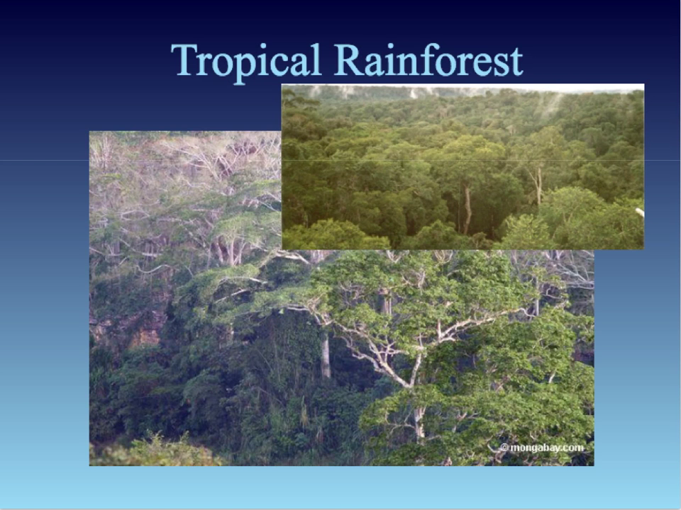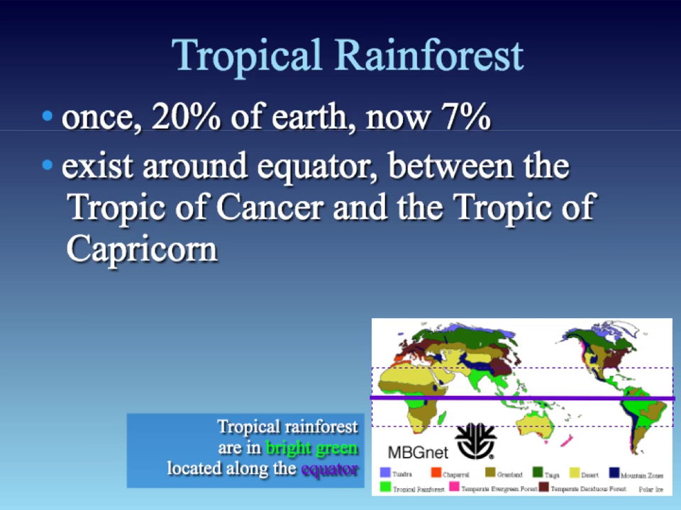The first terrestrial biome that we're going to talk about is the tropical rainforest. Now, the tropical rainforest has seen a drastic decrease over the years. At one time it was about 20% of the earth, and now it's at 7%. You can find tropical rainforests around the equator, mostly located between the Tropic of Cancer and the Tropic of Capricorn.